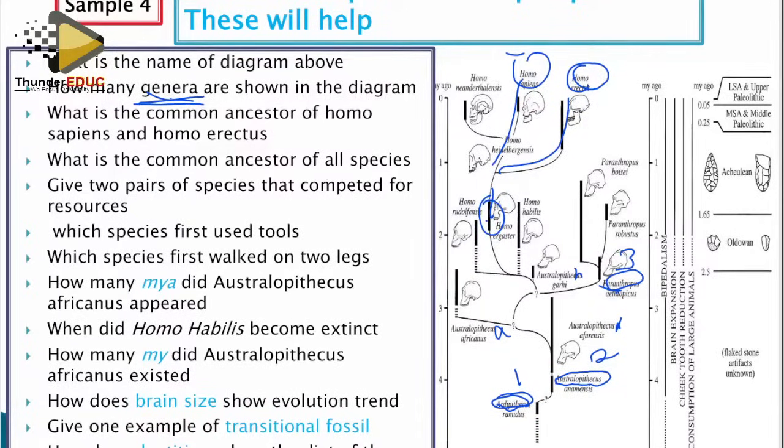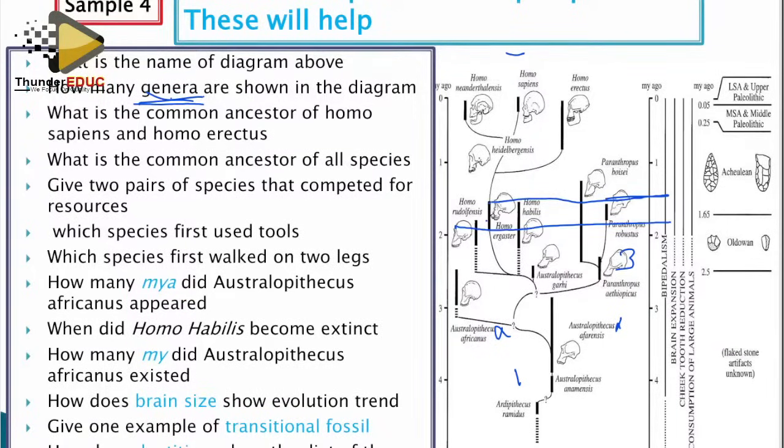What is the common ancestor of all species? Automatically it is Ardipithecus ramidus. Give two pairs of species which competed for resources, meaning give two pairs of species which existed at the same time. So you just have to choose. Maybe I'm going to choose this. Draw until it touches. You see, this is in the same line, even this. They existed at the same time, though it could be for half of the time or all of the time. But they existed at the same time, so it means that they competed for resources.